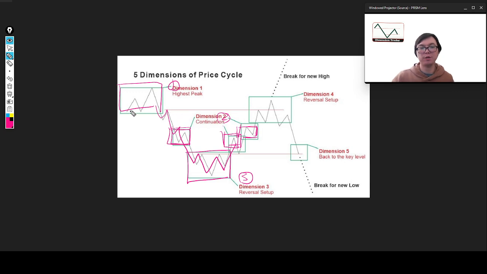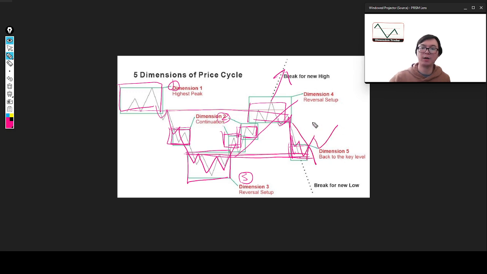At this point, we have resistance and support lines created. The price action will hit the resistance with a qualification of trendline break before heading down or continuing up. Once the price breaks down, it will hit the support where the dimension 3 was created, which becomes dimension 5. At this point, if the price breaks up the trend line, we're expecting it to go up to another resistance. If not, price will go down to test the bottom or continue. This is the 5 dimensions of the price cycle.